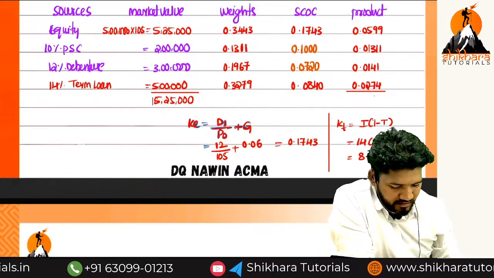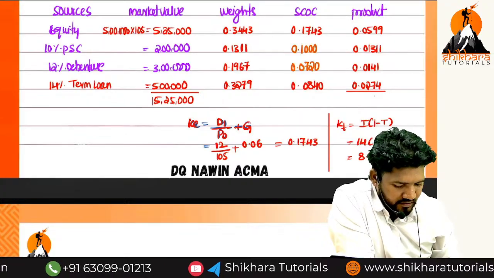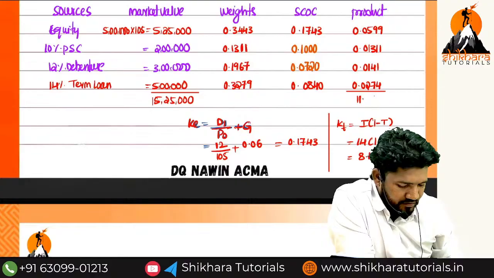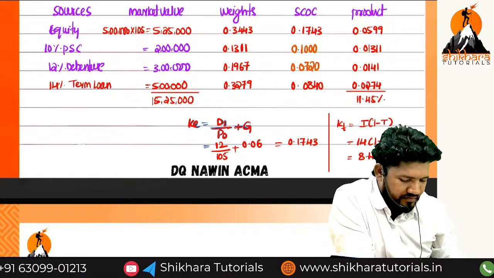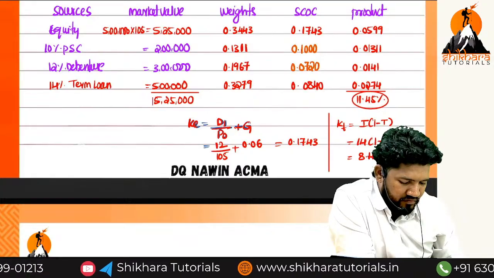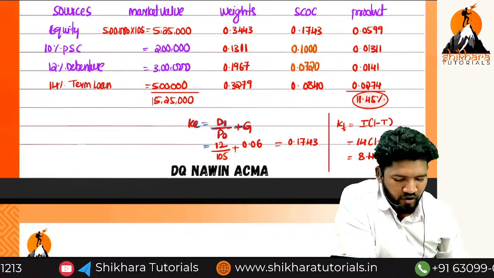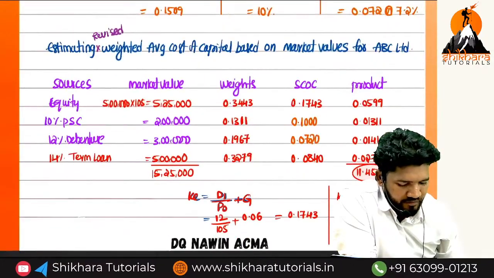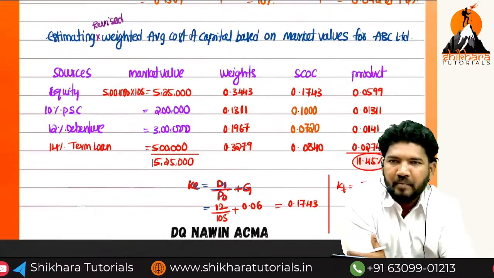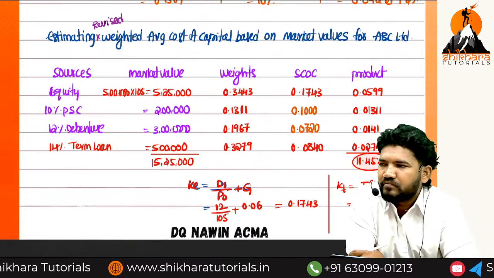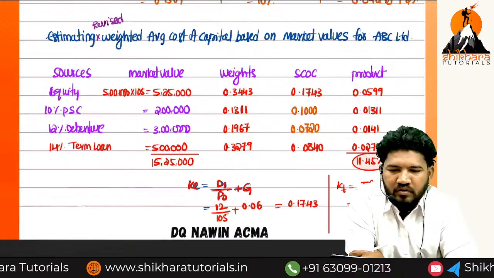What about the answer? Tell me in percentage. Product total 11.45%. Previously, how much cost was I paying? 11.84%. Now I am paying 11.45%. Clear?